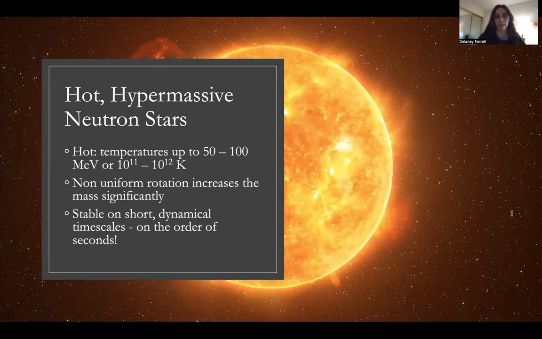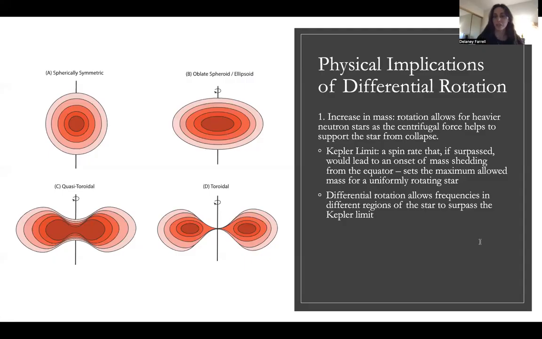The first is modeling hot neutron star matter, and the second models differential rotation in neutron stars. Modeling hot neutron star matter will not be talked about explicitly in this video or in the poster, but feel free to come and ask me about it during the actual event. So our focus will be on differential rotation. With that, what does differential rotation actually do to a neutron star?